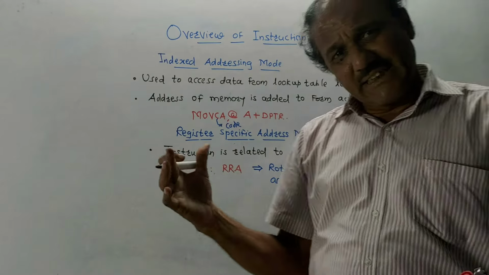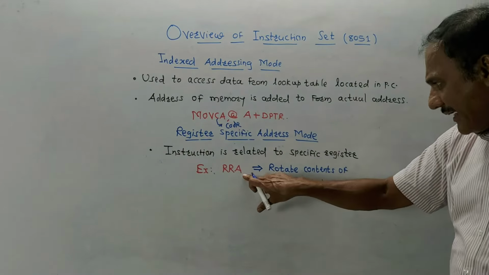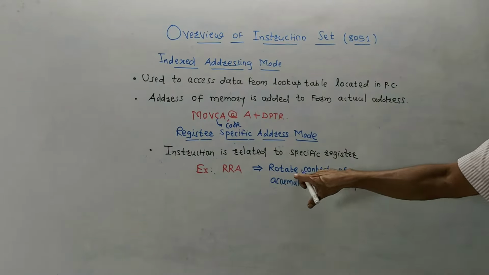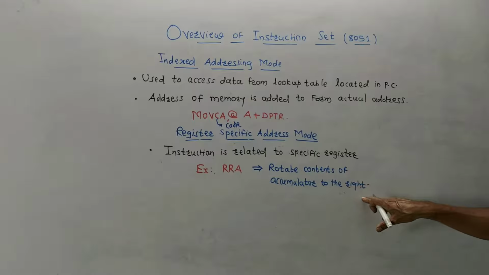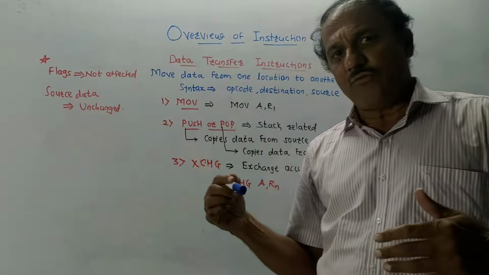As the name indicates, it is related to a specific register. For example, RRA, it is indicating rotate contents of accumulator to the right. RR means rotation to the right and A stands for accumulator. Now we will discuss different types of instructions.